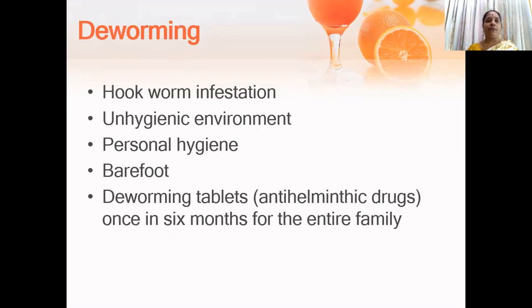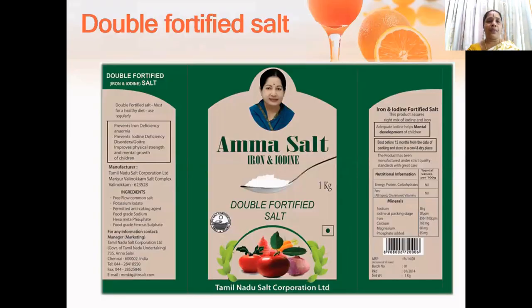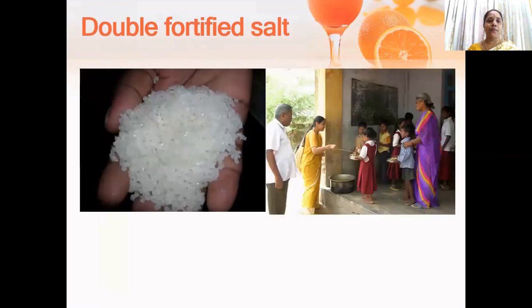Deworming is very essential for the anemic individuals because hookworm infestation can cause anemia. So hookworm infestation occurs due to unhygienic environment, due to lack of personal hygiene, and when people walk barefoot. The double fortified salt contains both iron and iodine. This is available in Tamil Nadu and it is supplied for the Anganwadi centers where the noon meal is provided for the children. The food prepared in these centers uses this double fortified salt which contains both iron and iodine. So this is the iron fortified salt.